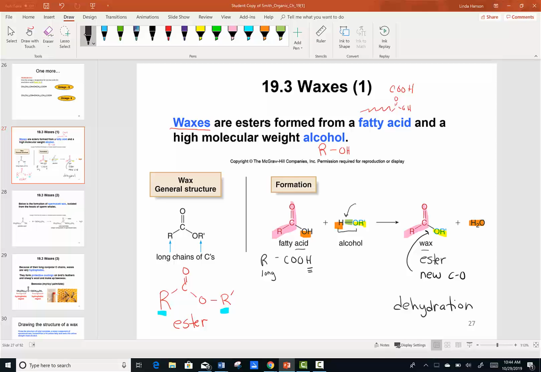So to go through this general mechanism again, to build a wax, we begin with a carboxylic acid, a fatty acid from our previous section with the long carbon chain. It reacts with an alcohol. The H from the alcohol portion of the hydroxyl group, along with the OH part of the COOH, combine to make a water, and the new site of attachment is the oxygen from the original alcohol bonding to the carbonyl.